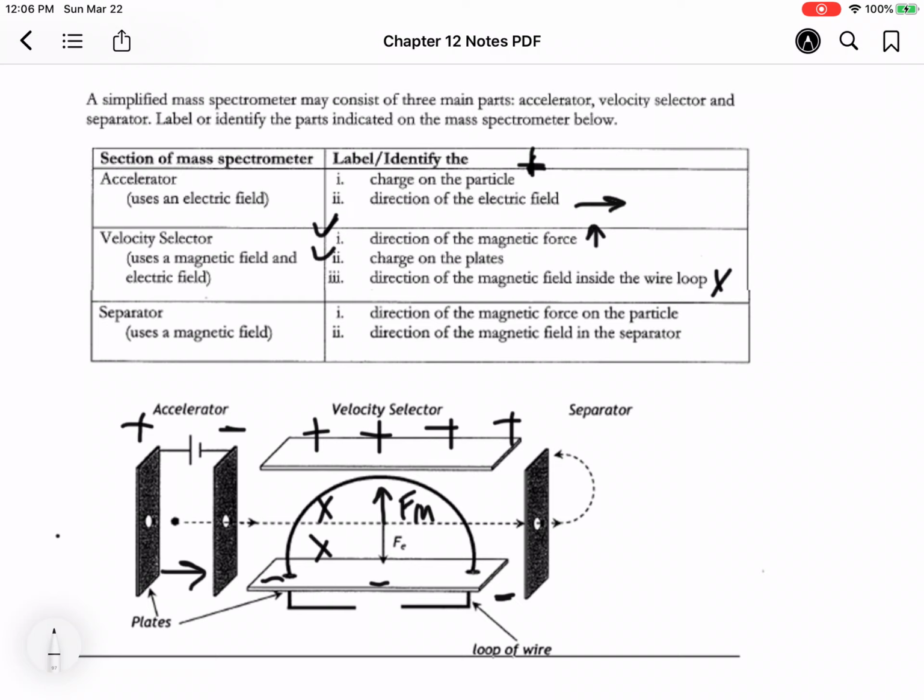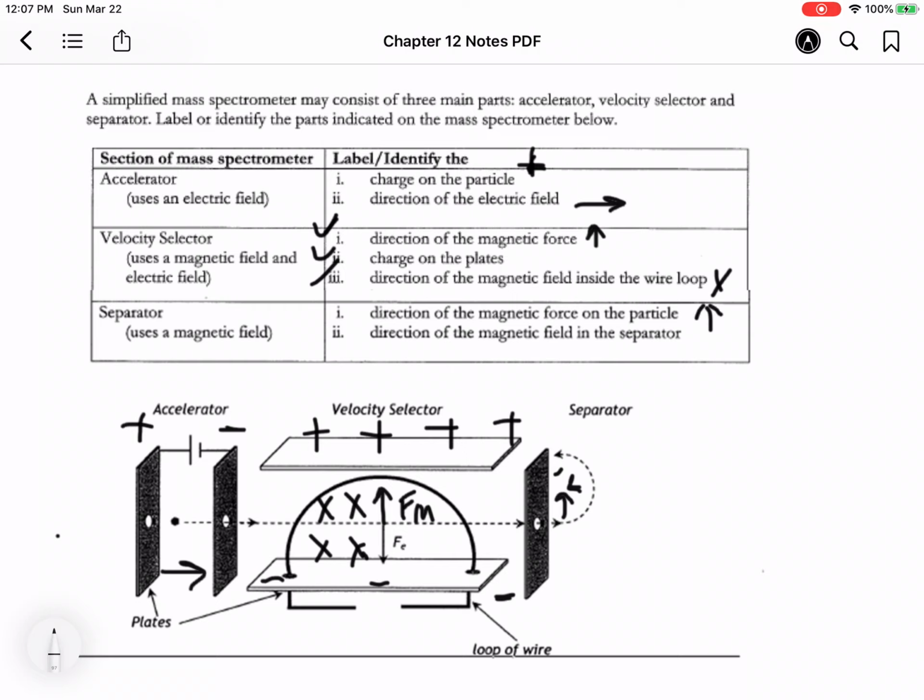We can denote that with a few X's here. Then the particles pass through, and we go to section 3. Section 3 is the separator, which is just a magnetic field. We want the direction of the magnetic force, which initially is upwards.